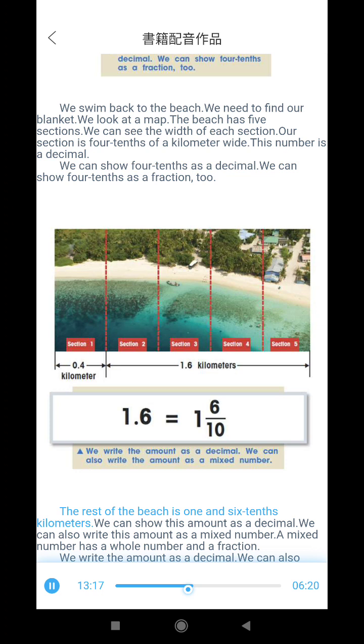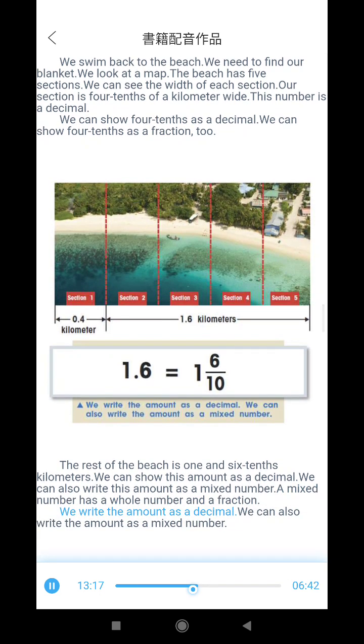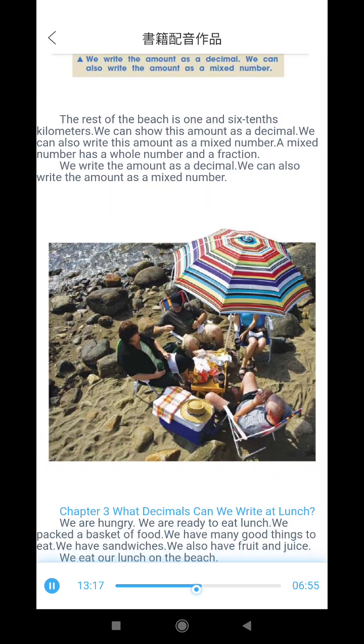The rest of the beach is 1 and 6/10 kilometers. We can show these amounts as a decimal. We can also write these amounts as a mixed number. A mixed number has a whole number and a fraction. We write the amounts as a decimal. We can also write the amounts as a mixed number.